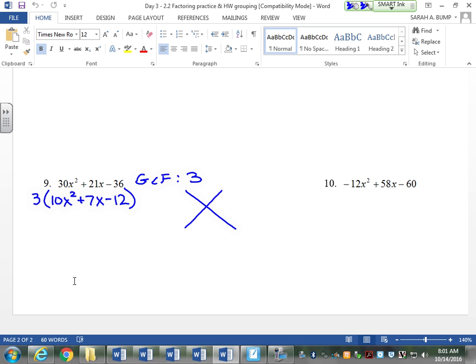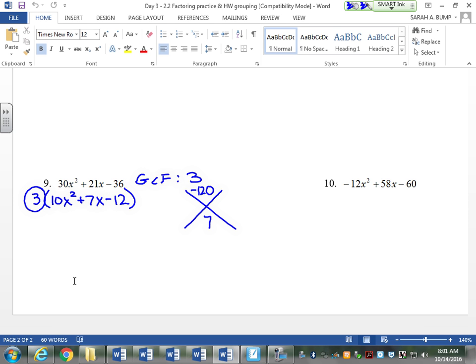When we set up our grouping chart, we have to make our own x this time. We'd multiply 10 times negative 12. We're going to basically ignore this GCF of 3 for a little bit. 10 times negative 12 is negative 120, and our b value is 7.